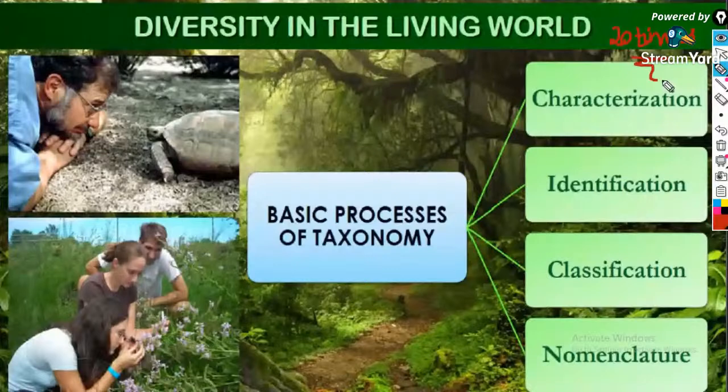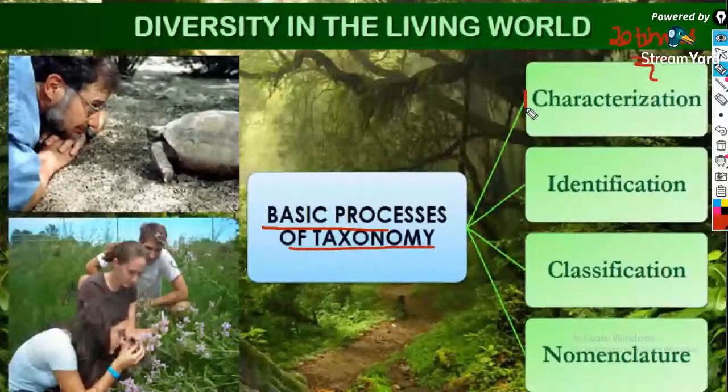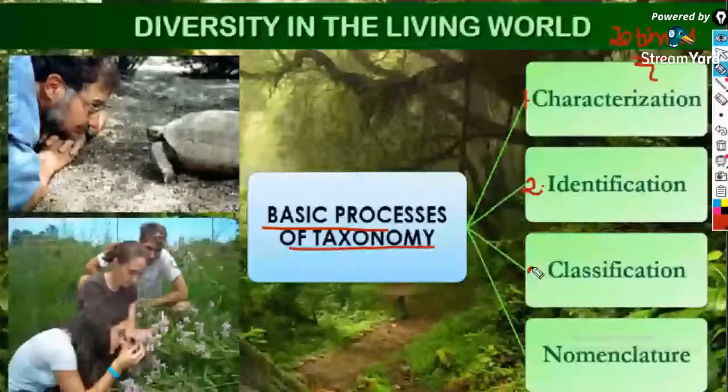Okay, so this is a question that has been repeated at least 20 times. Arrange the following terms in the correct order of the basic processes of taxonomy. The first one is characterization, second one is identification, third one is classification, and the fourth one is nomenclature.